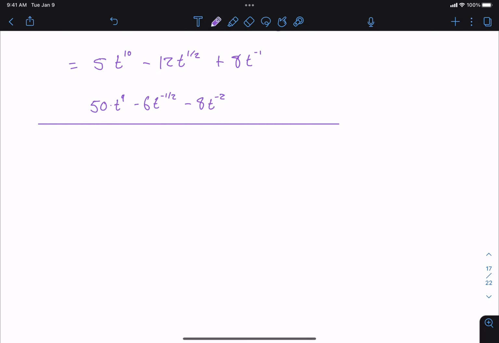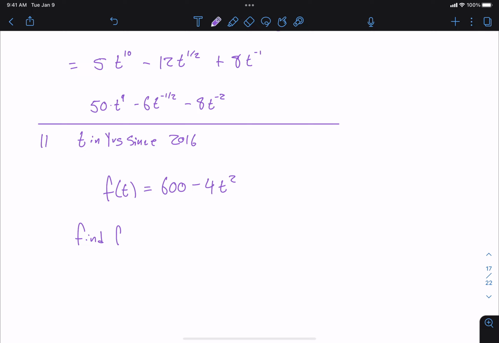T in years is 2016, the height of sandstone. F of T equals 600 minus 4T squared. Find f of 5 and f prime of 5. All right.